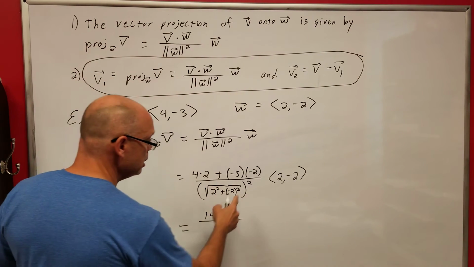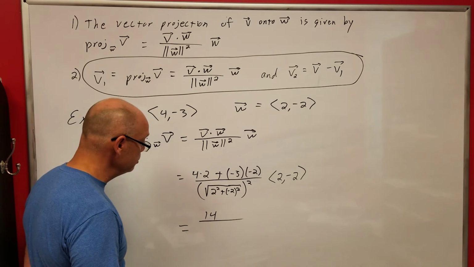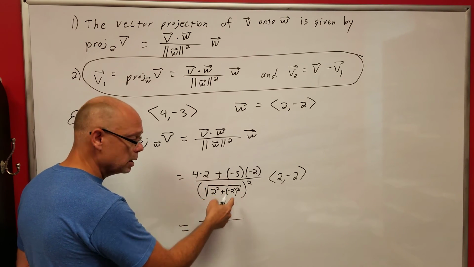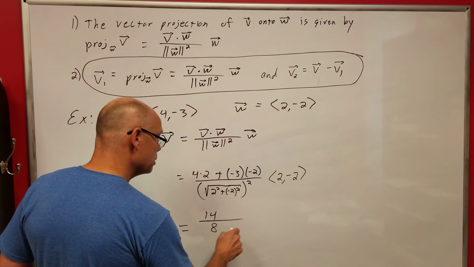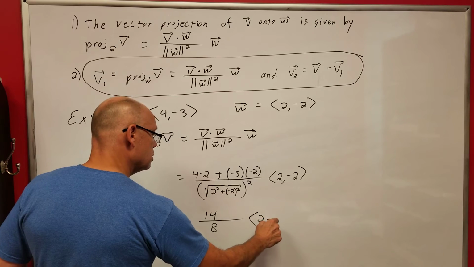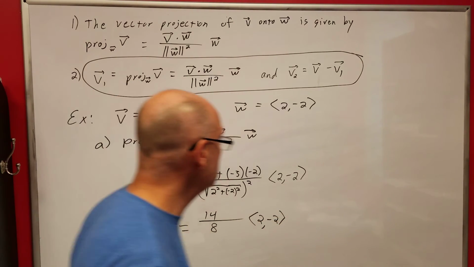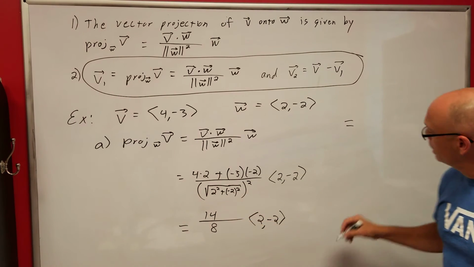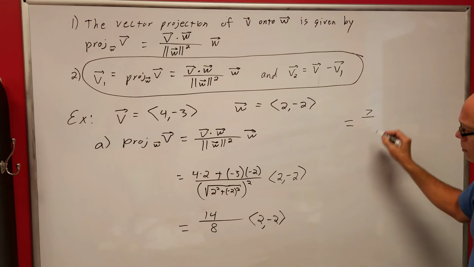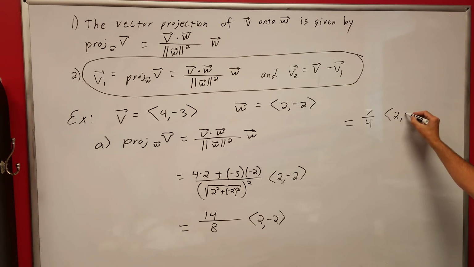How about here? Could I think of the square and the square root undoing each other, basically? So what do I have? 2 squared plus 2 squared, or 4 plus 4, or what? 8 times 2, negative 2. Well, 14 eighths. Let's go ahead and simplify that. If I simplify this, what do I get? 7 fourths times 2, negative 2.